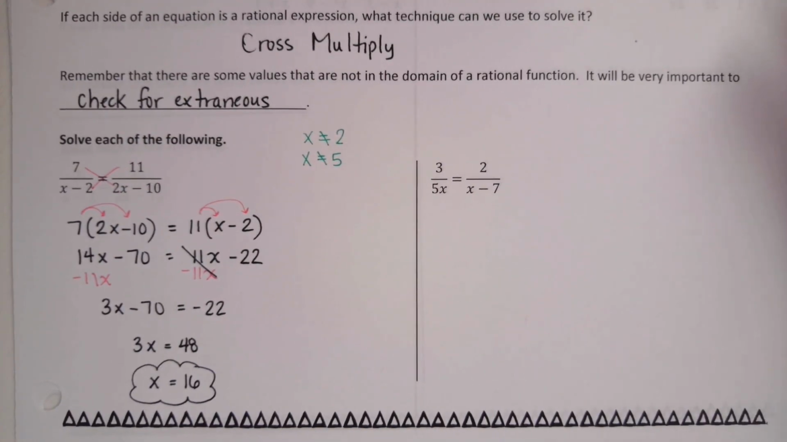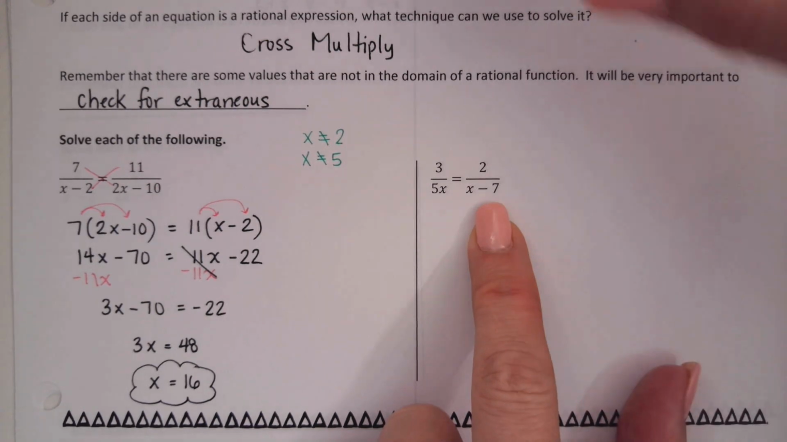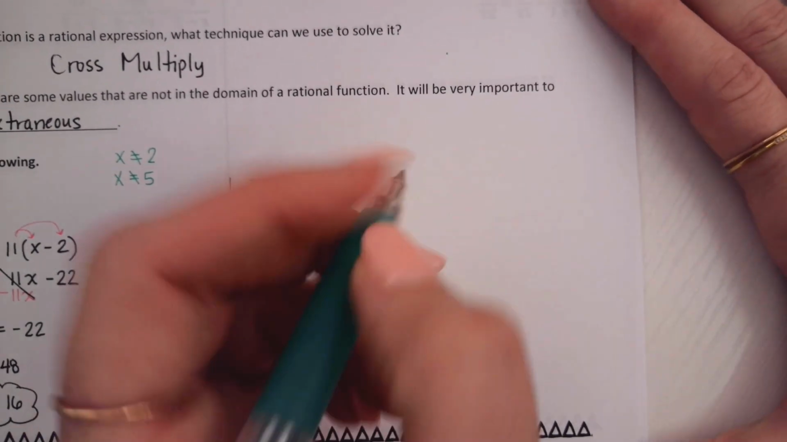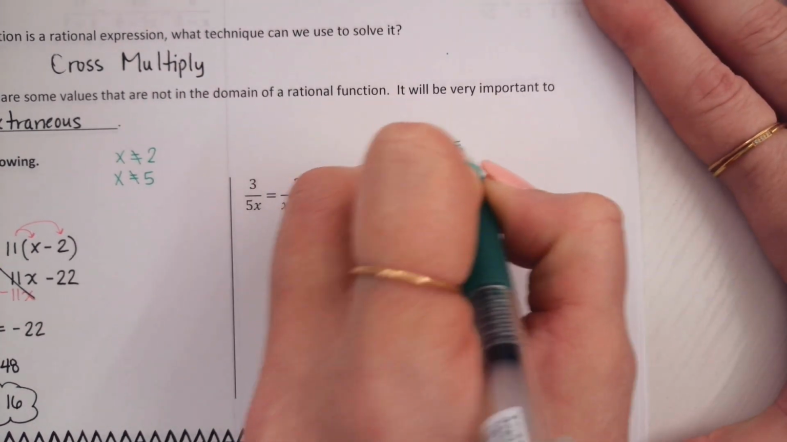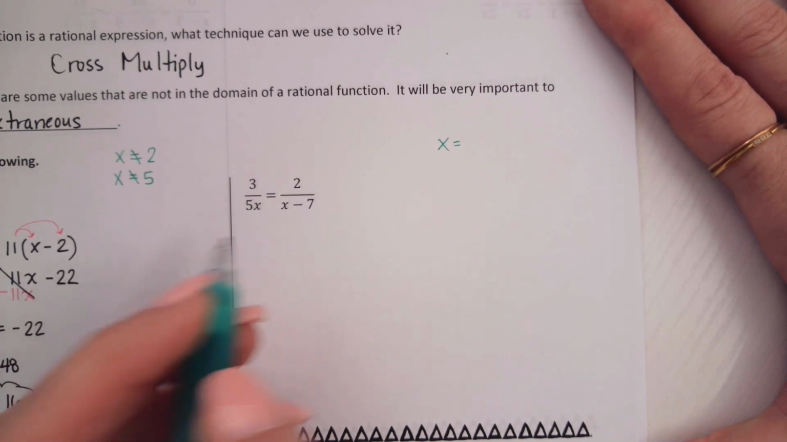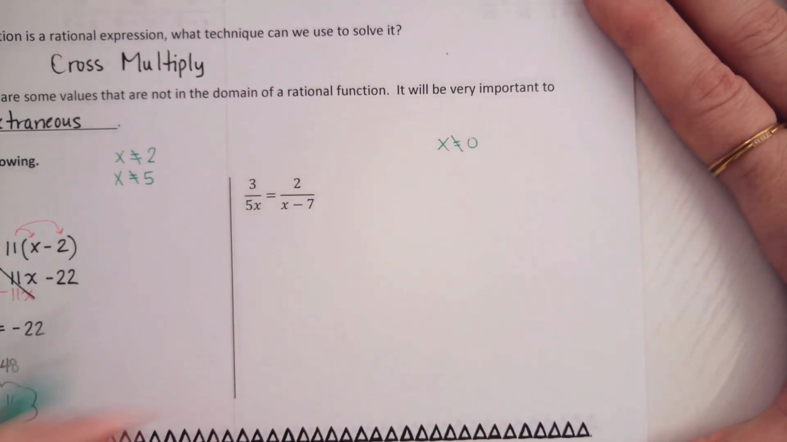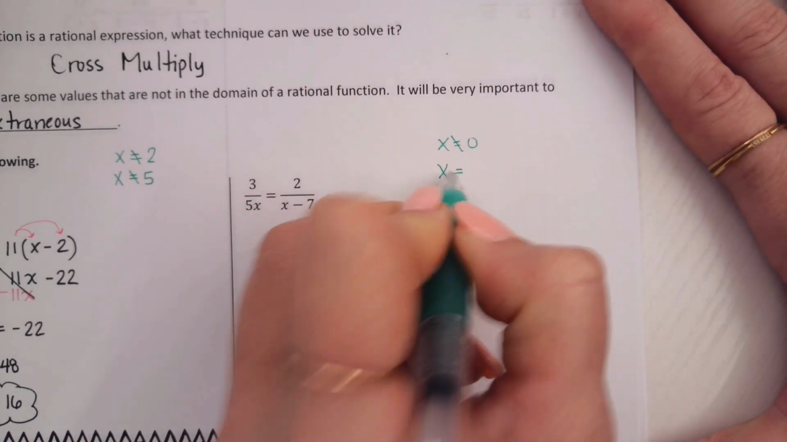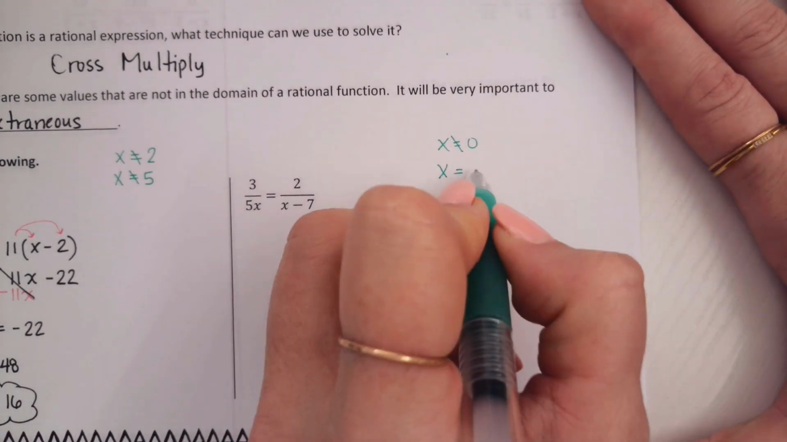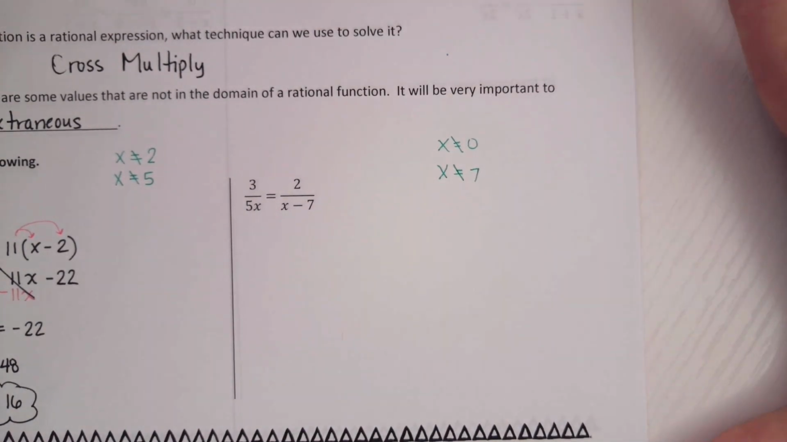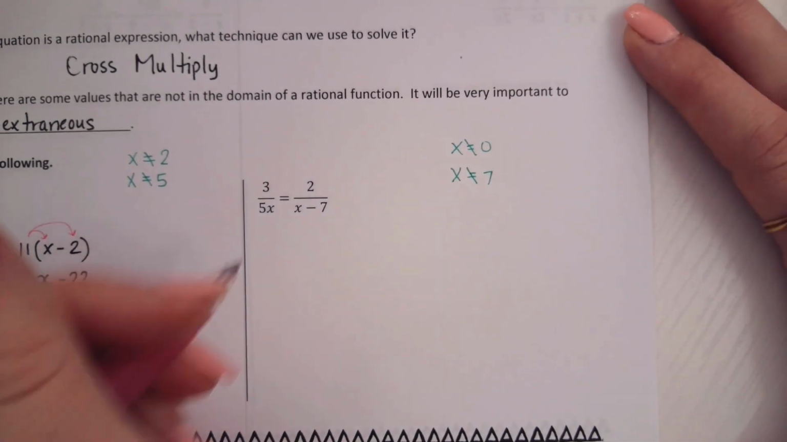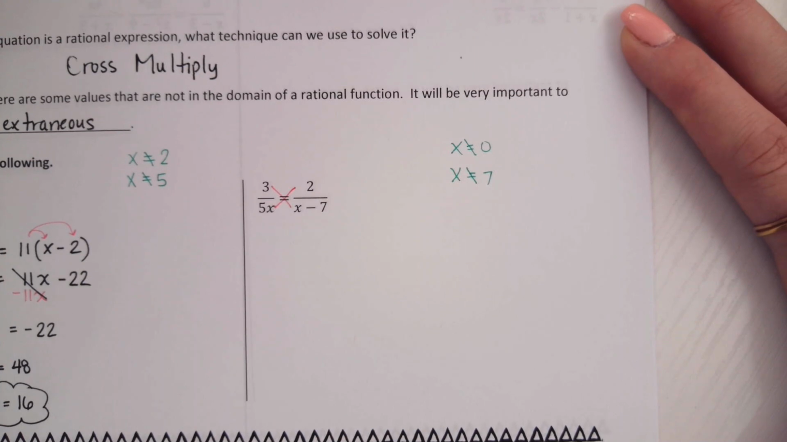Alright, second one, again, we just have one fraction equals one fraction, so we can use cross multiplying on this. But again, I'm going to go through and list out what x's are not allowed to be. What would make this denominator 0? X is not allowed to be 0, and x is not allowed to be, what would make this one a 0? 7, right. So if I get either of those two numbers, I'll have to mark them off. They'll be extraneous. Again, we can cross multiply those two.